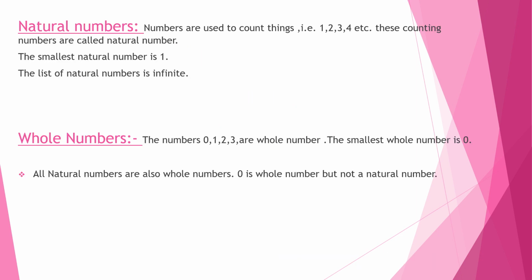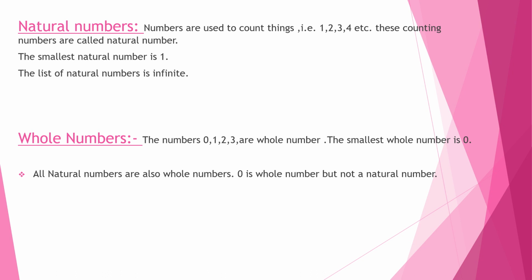Natural numbers. Numbers are used to count things, that is 1, 2, 3, 4, etc. These counting numbers are called natural numbers. The smallest natural number is 1. The list of natural numbers is infinite, meaning there are endless natural numbers. It starts from 1 and goes up to infinity.